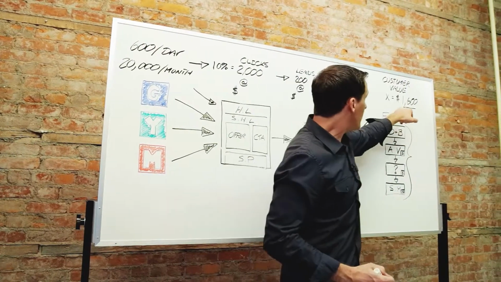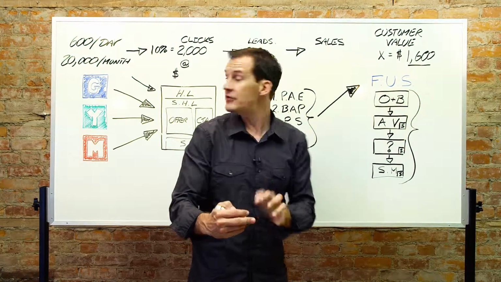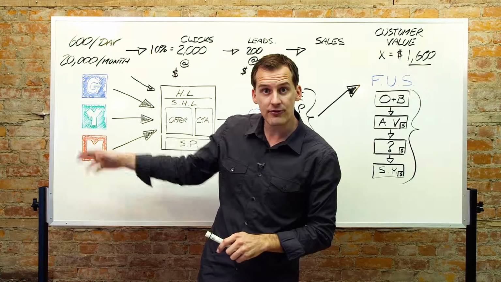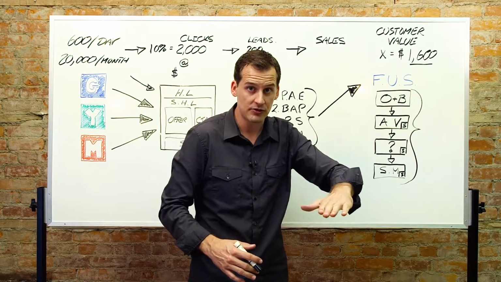So basically, we need to make at least $1,600 for every $1,600 that we spend in advertisements to drive traffic. We have to generate one customer. That's our baseline for success.